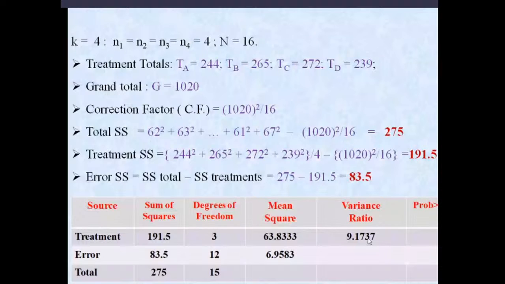Okay, and whatever the critical value, the table value that you have to look at, compare the calculated 9.17 with the table value and decide whether we have to accept or reject. So whenever you are looking at the table, also 3, 12. You have to examine with the corresponding degrees of freedom only.